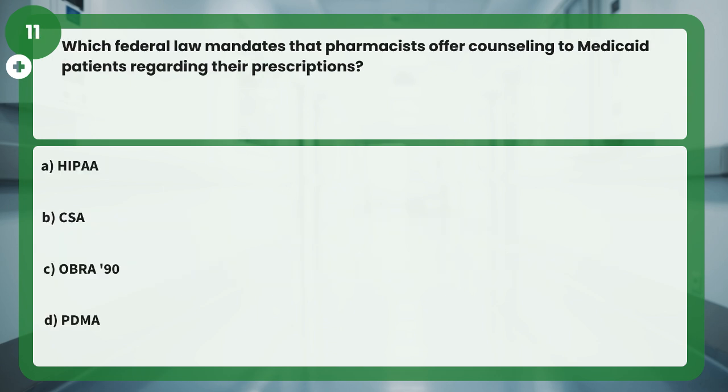Question 11. Which federal law mandates that pharmacists offer counseling to Medicaid patients regarding their prescriptions? A. HIPAA. B. CSA. C. OBRA 90. D. PDMA.